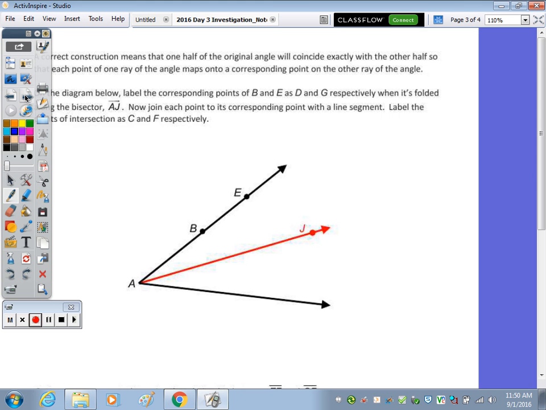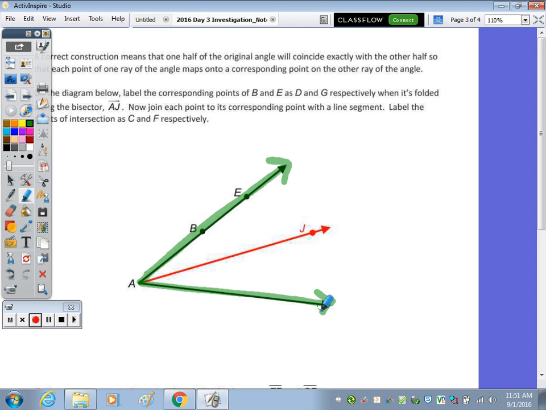Next page. It states that a correct construction means that one half of the original angle will coincide exactly with the other half, so that each point of one ray of the angle maps onto a corresponding point on the other ray of the angle. So what that means is, if you were to fold your paper along ray AJ, this ray right here should land on this ray here, as the ray AJ is in the middle.